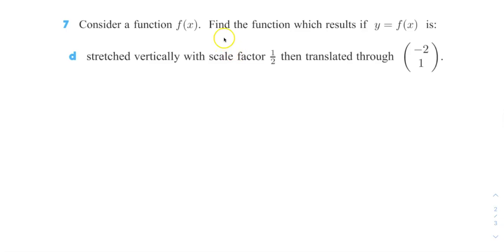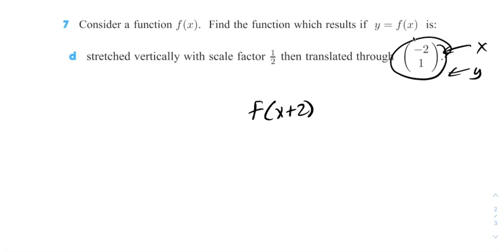Consider a function of x. Find the function which results in y equals f of x if it is stretched vertically with a scale factor 1/2, then translate through -2, 1. So it's like the same question. Right? So what's going on here, I started off with first, right? So x is the top, y is the bottom. So remember, inside x opposite, so we're going to do f of x plus 2, and then plus 1 on the outside. Inside x opposite, so plus 2, outside y follow, plus 1.